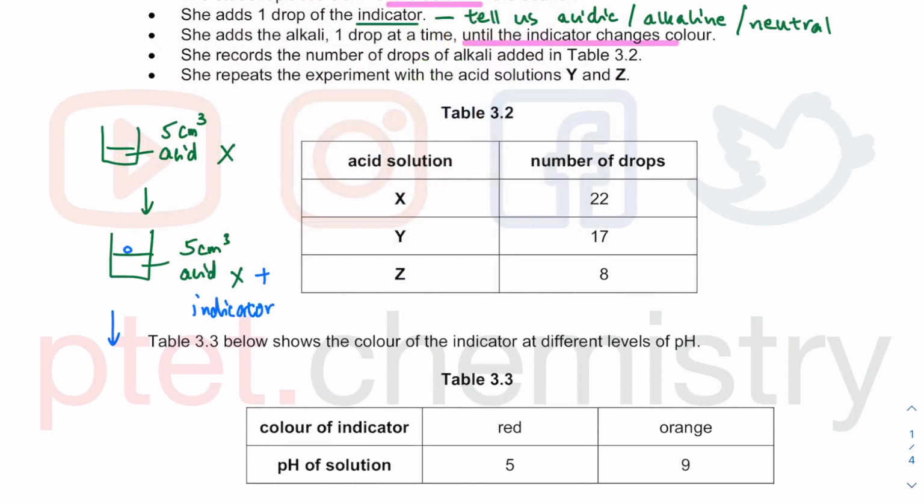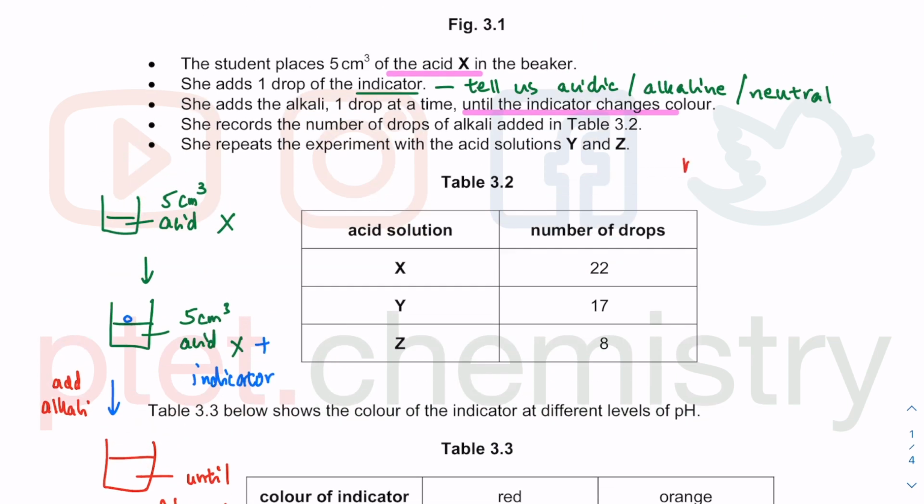So you're going to add alkali until it changes color. So this is basically neutralization, because the indicator will change color when it's no longer acidic. So you are doing neutralization between an acid and an alkali.